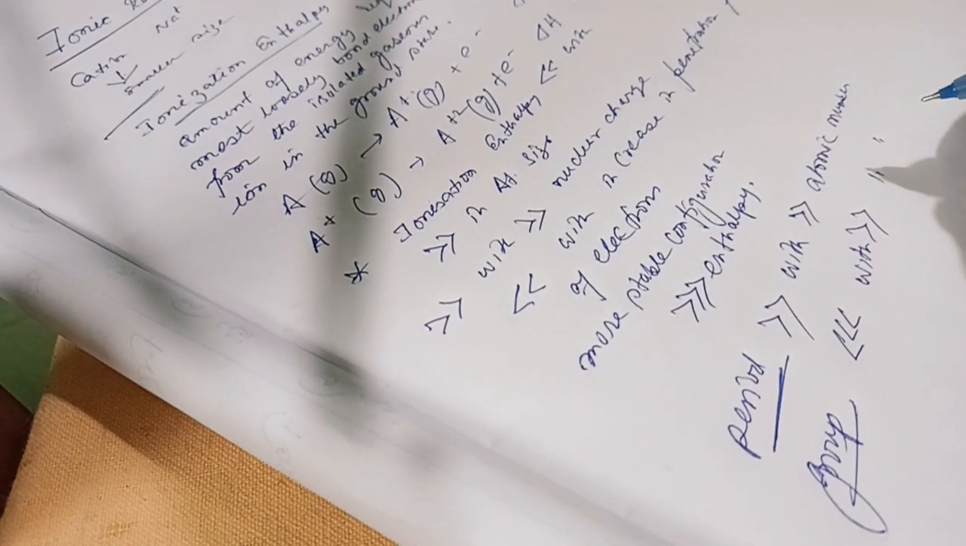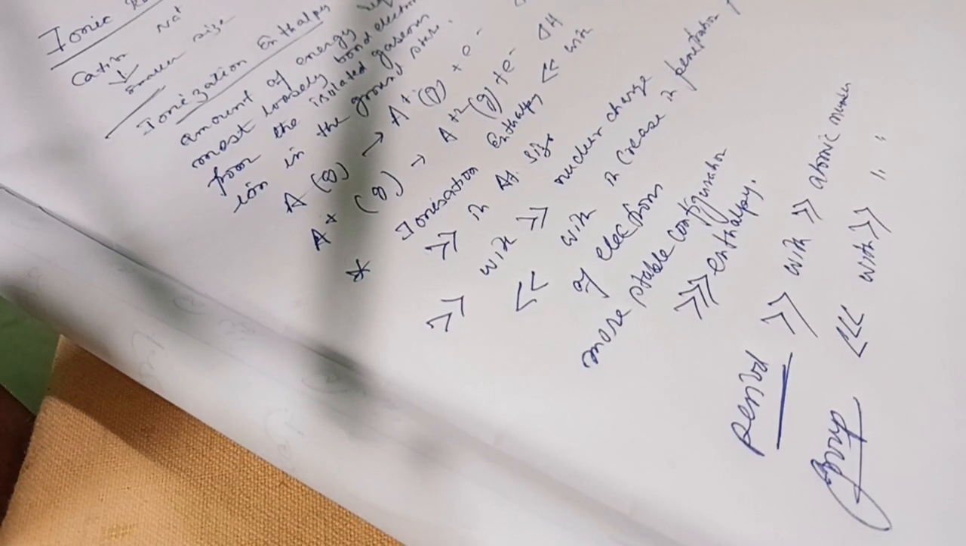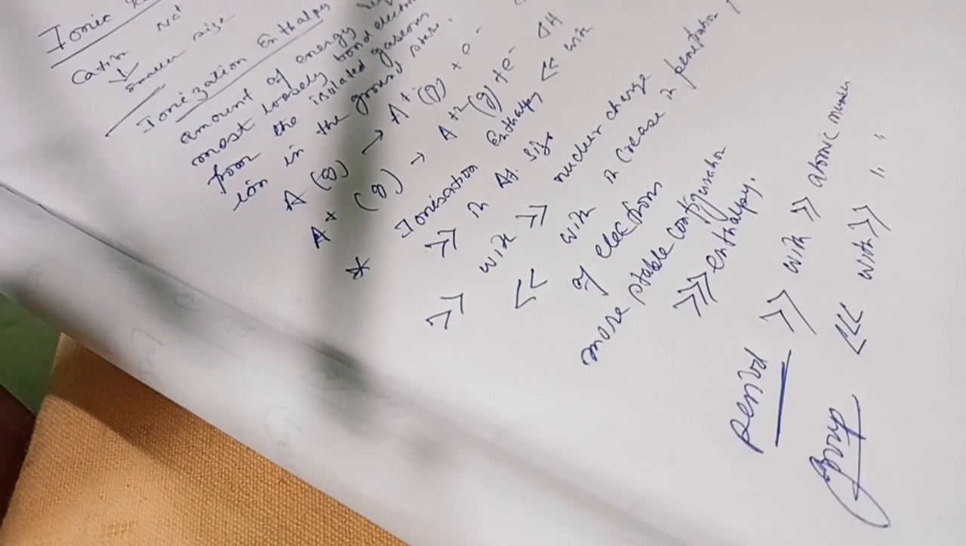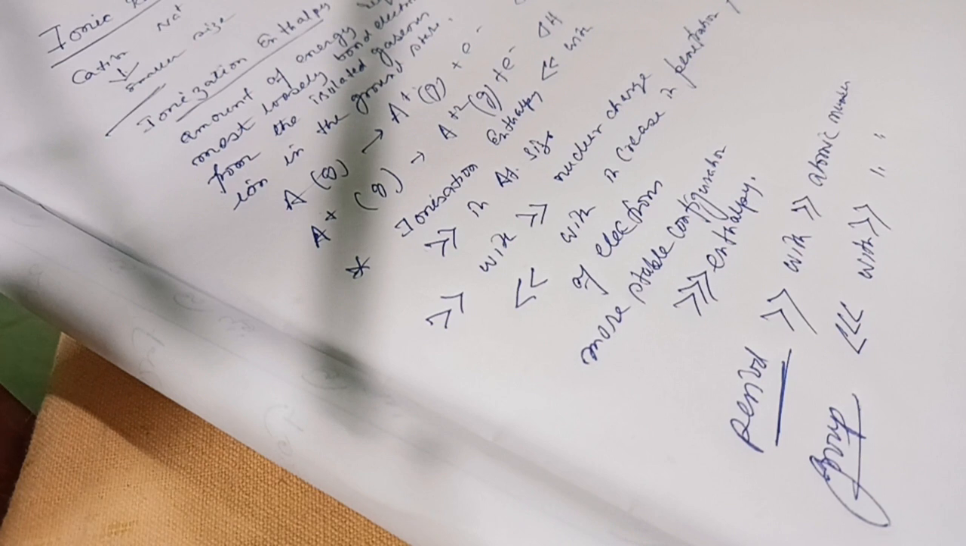So this is the ionization enthalpy, and there is also electron gain enthalpy, the enthalpy of gaining an electron. So this is the trend of enthalpy in the periodic table, ionization enthalpy.